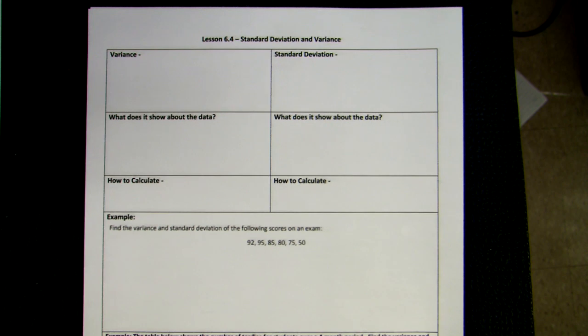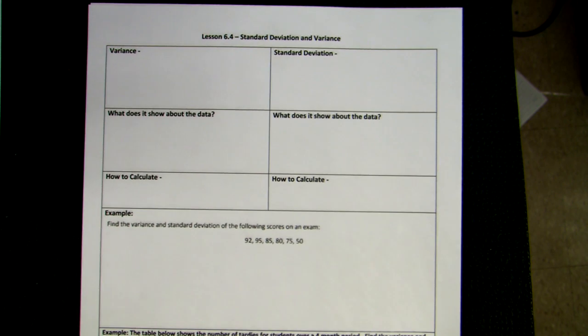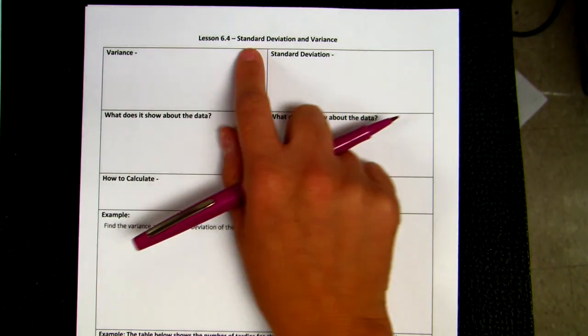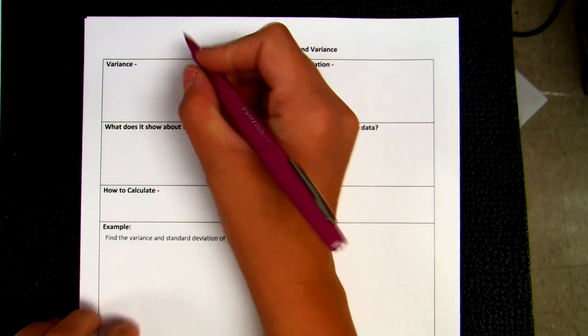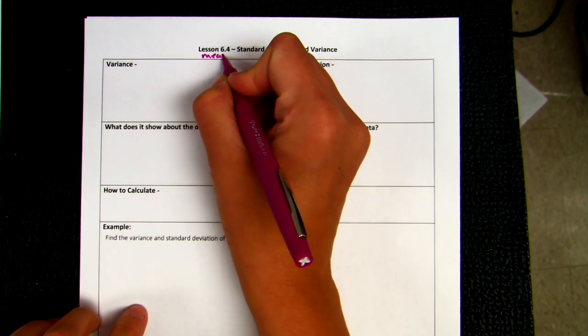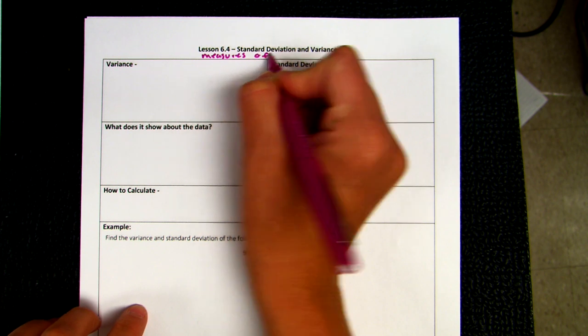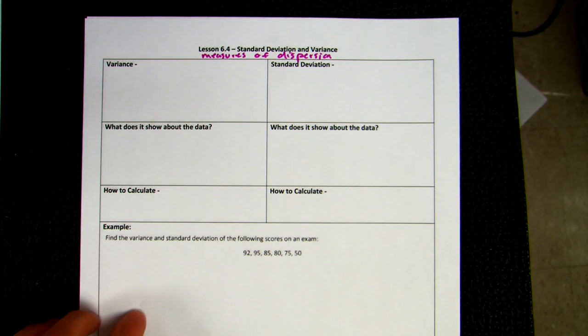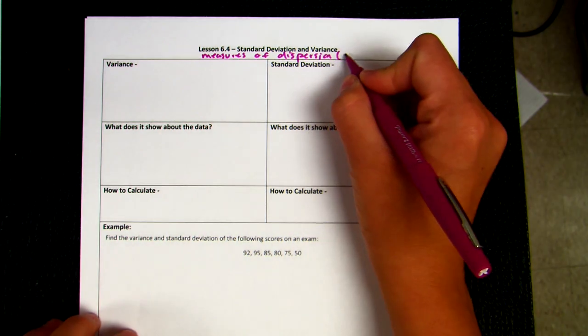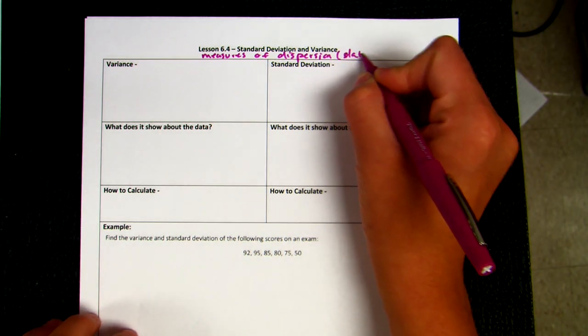So the last topic we are going to learn about in statistics this year is standard deviation and variance. These are both measures of dispersion, or how spread out is our data. So, data spread.